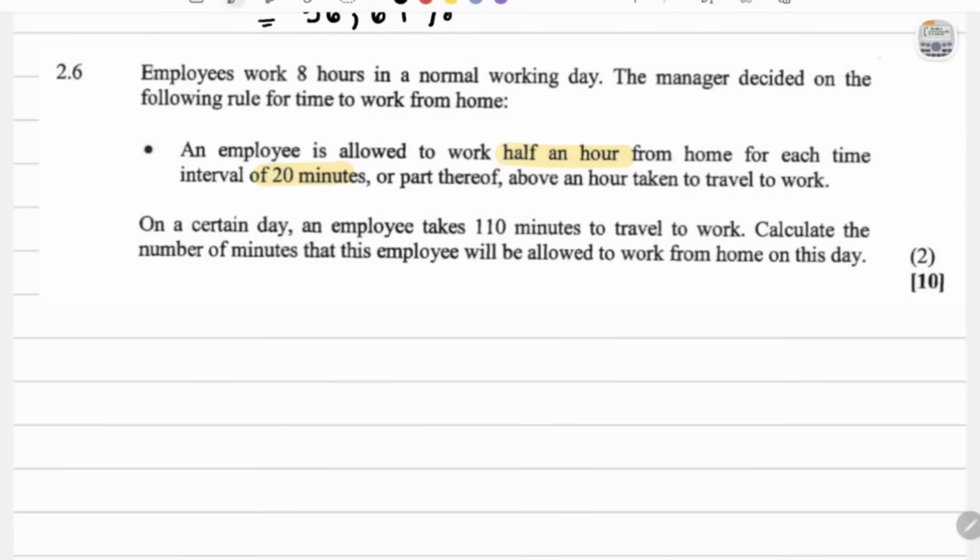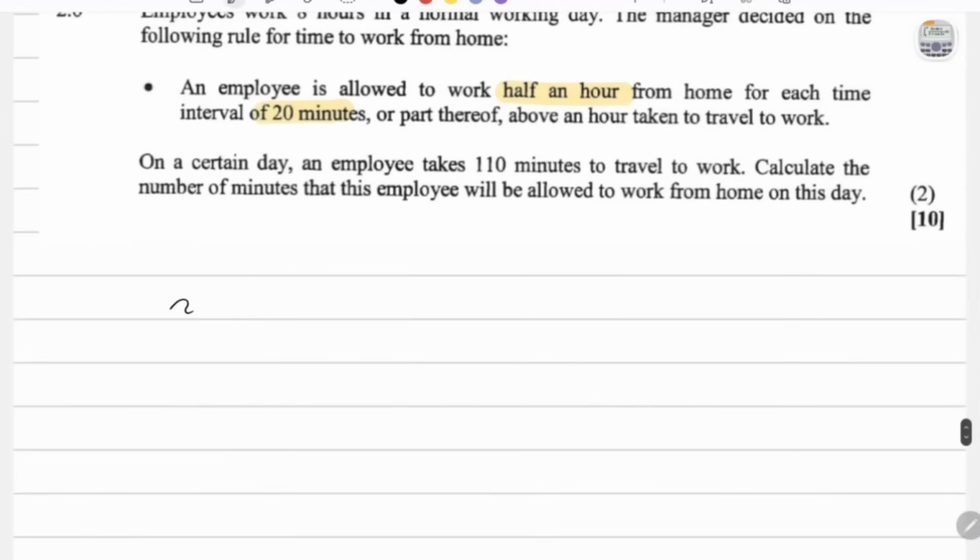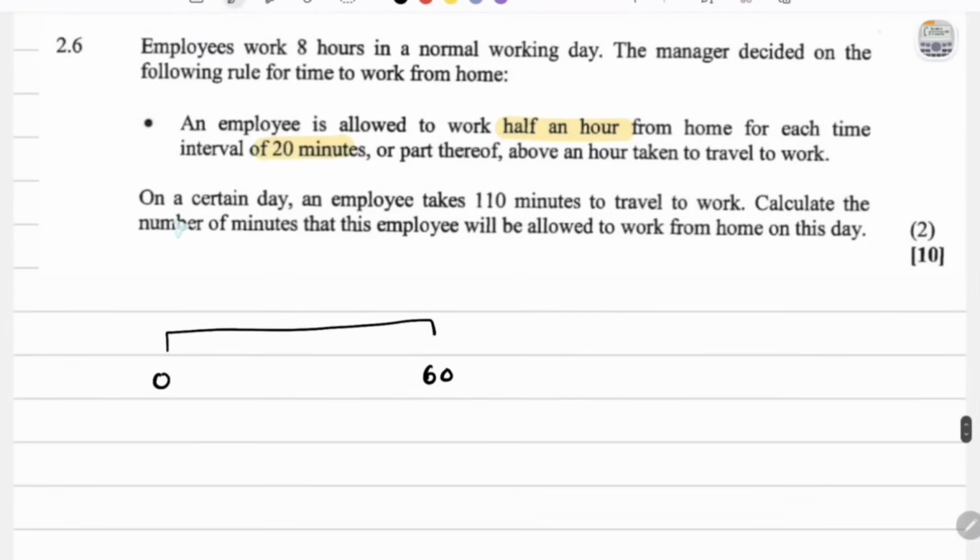Okay, so the thing is, as long as they take more than an hour, so from 0 minutes to 60 minutes, as long as they take more than an hour, they're already going to work from home for part of the day. But now we just have to ask, for how long will they really work from home? That's really what we're going to look at here, because they say above an hour taken to travel to work. So as long as they take over an hour, they're going to work from home. Okay, so let's look at the question specifically.